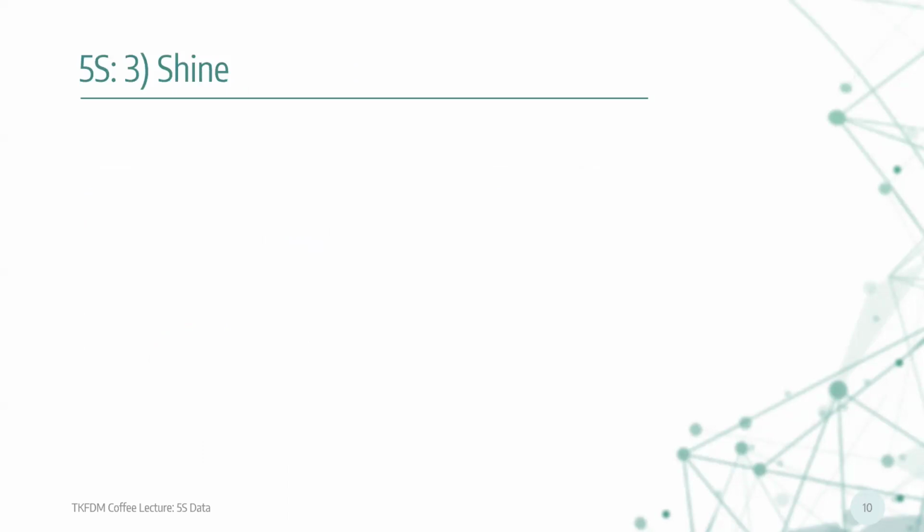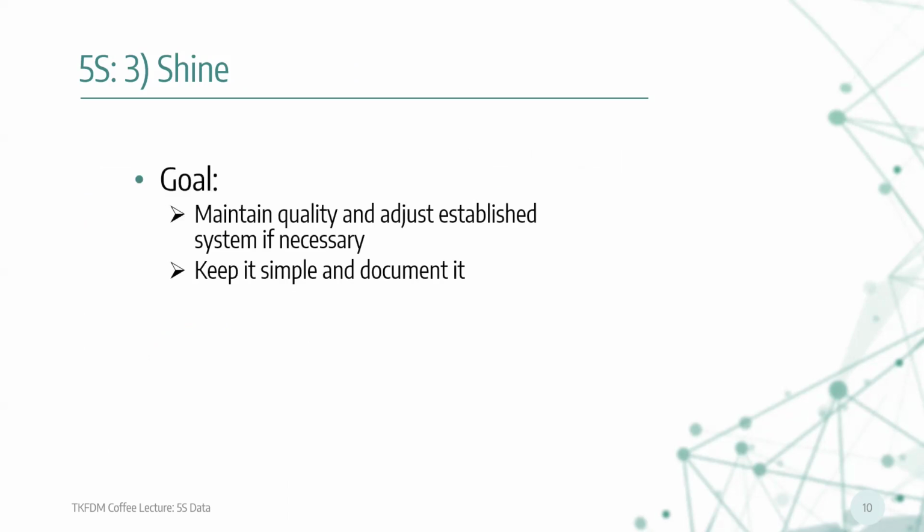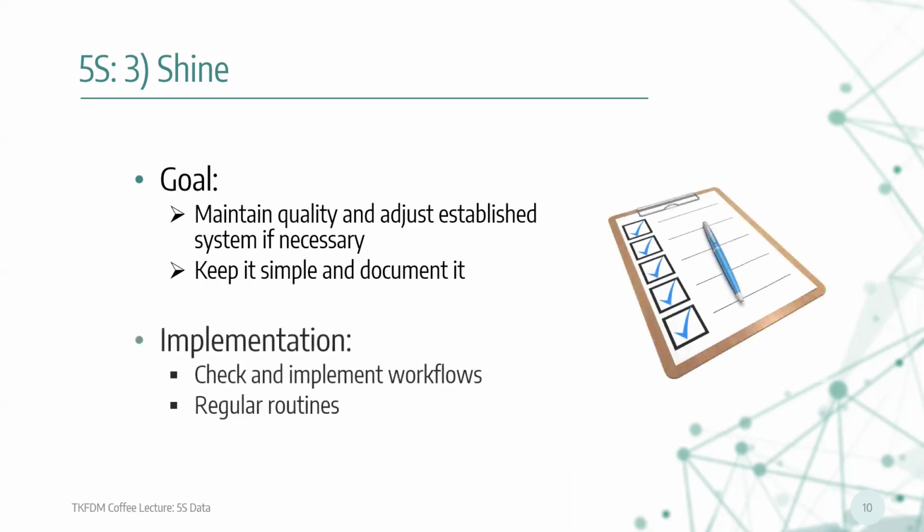Then we come to the next step, and this is Shine. And I guess many of you can't really guess what this means when you only hear the word, but it simply means to maintain the quality that we already created with the first 2 steps and maybe adjust it if necessary. Also, we have to document it. And how do we do this? We simply check in intervals if all the workflows are working, and we should do this in regular routines.